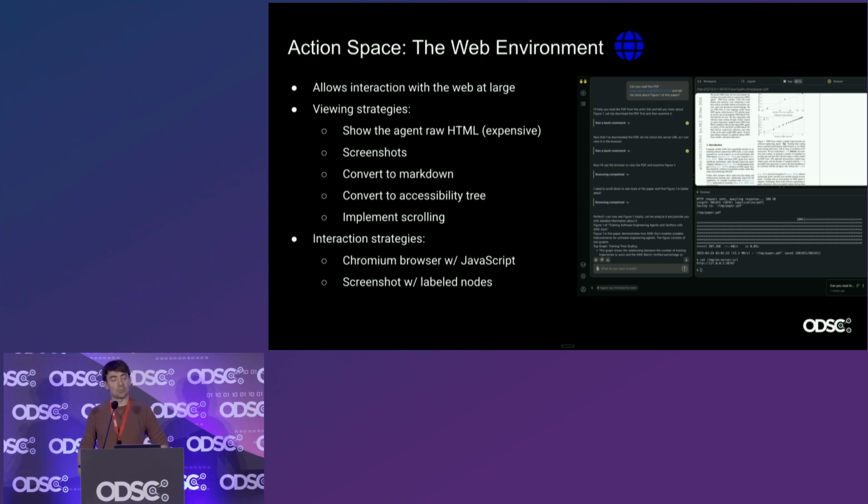Really interesting things come up when you want to do interactivity, right? You might let the LLM write JavaScript against the web page that came out. You might give it a screenshot with labeled buttons and things like that and tell it where to click. You might let it click any particular coordinate on the page. There's a lot of different ways to do this. It's something we're actively experimenting with. We actually have one of the most accurate web browsing agents available today.